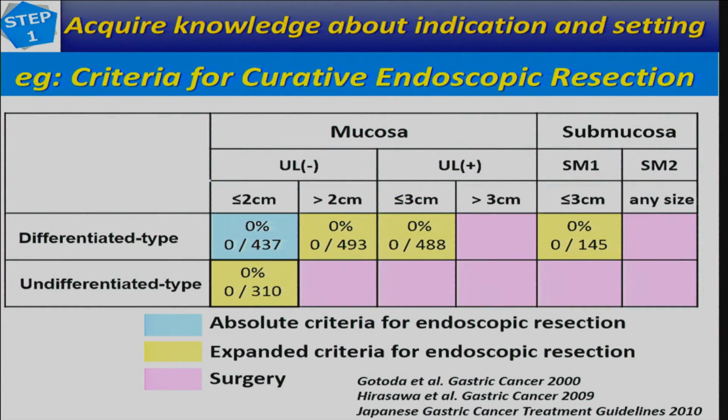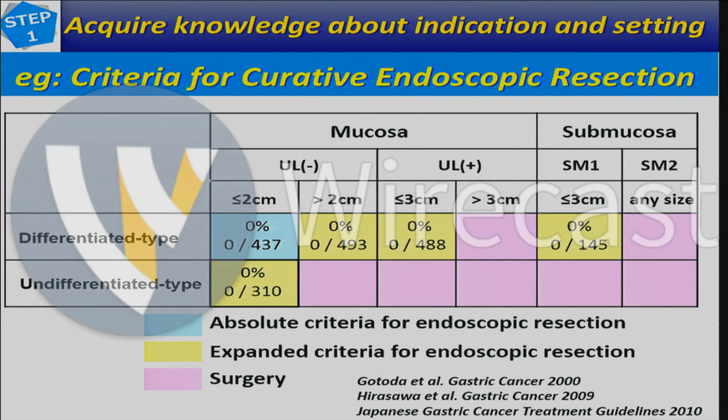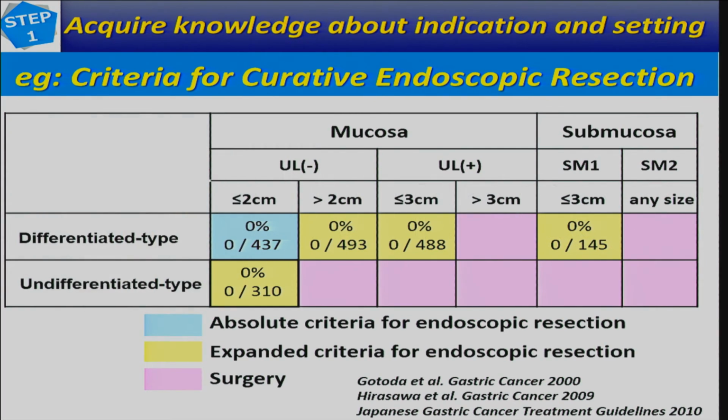And it is also very important to be familiar with the clinical indication of ESD. This is one of the examples, the criteria for curative endoscopic resection of early gastric cancer, according to the Japanese gastric cancer treatment guidelines. The blue box indicates absolute criteria for endoscopic resection, and the yellow boxes are expanded criteria. So the primary purpose of ESD is to cure the patient, not to just cut it out. It is a very important thing.